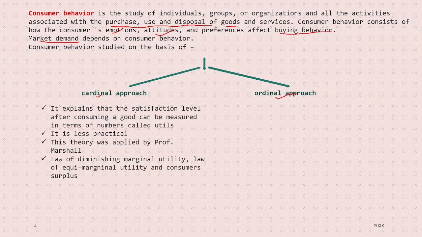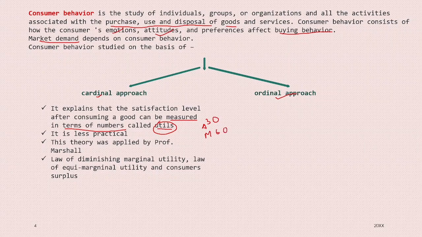Now the cardinal approach explains utility as a measurable quantity. According to it, satisfaction is measured in terms of numbers, which is utils. It is very important to note that utils were not given any standard unit; they varied from person to person. For example, say I am saying that an apple has 30 utils and a mango has 60 utils. What does it simply mean? That a mango's satisfying power is double that of an apple. So this is what utils simply means.